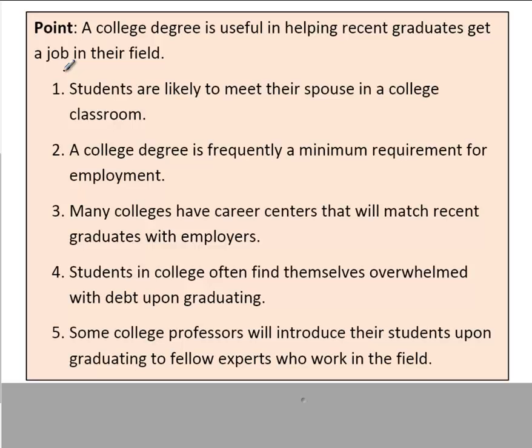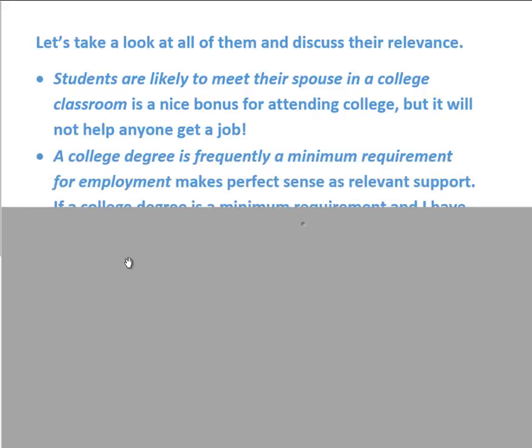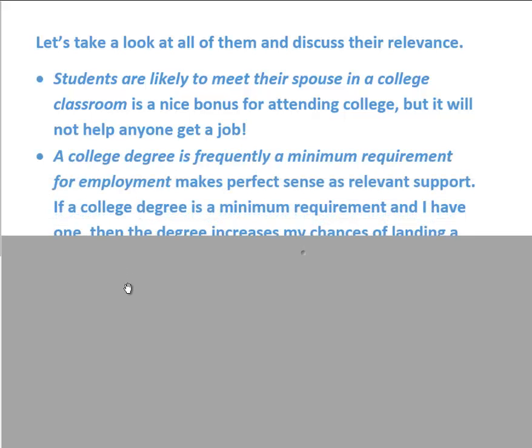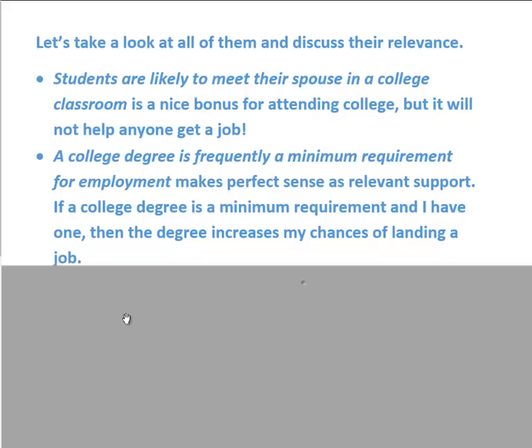Let's take a look at these statements in a little more depth and discuss why or why not they are relevant. Our first statement is, students are likely to meet their spouse in a college classroom. Well, that's a nice bonus for attending college, but it's not going to help anyone get a job, so you shouldn't have chosen the first statement. The second statement said, a college degree is frequently a minimum requirement for employment. Well, that makes perfect sense as relevant support. If a college degree is a minimum requirement and I have one, then the degree increases my chances of landing a job.